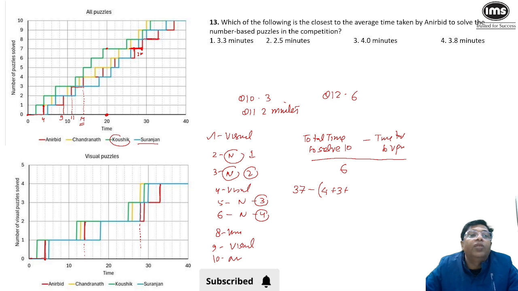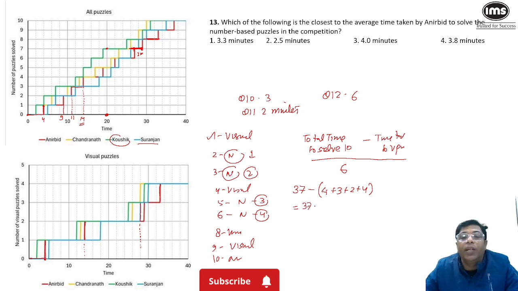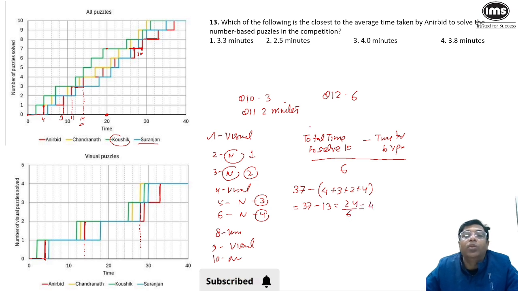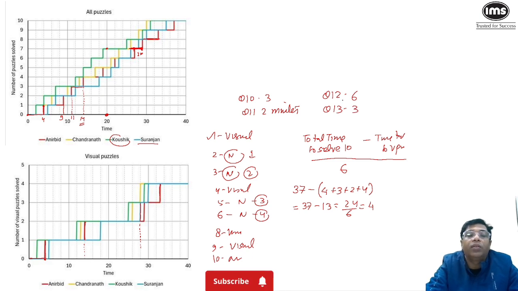This again is solved in 4 minutes. So this will be the total time taken to solve all the numerical puzzles. So 37 minus 7, 9, 13 is 24. 24 divided by 6, you get the value to be 4. So the answer has to be option number 3. That's it. Thank you.